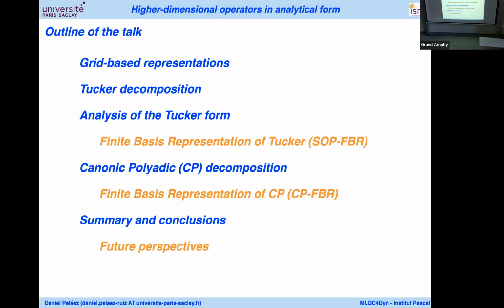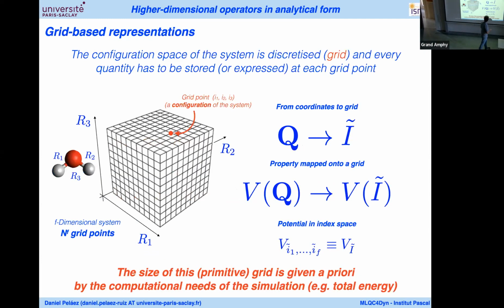Yes, no, it's fine. Okay, so here's the outline. I'm going to describe these grid-based representations which are needed in our approach to quantum dynamics. Then I will talk about the classical Tucker decomposition, and I will tell you why and how to transform this into an analytical expression, which we call sum of products finite basis representation. And then we tackle the problem of canonical polyadic, which is a different family of tensor decomposition methods. And then I will finish with some future perspectives and conclusions.